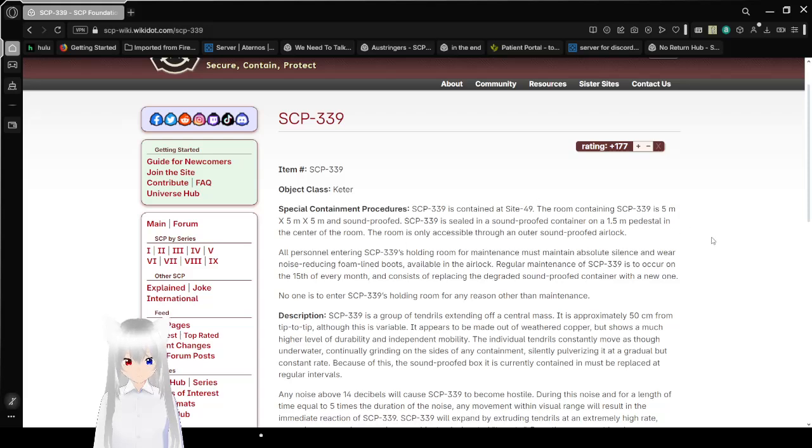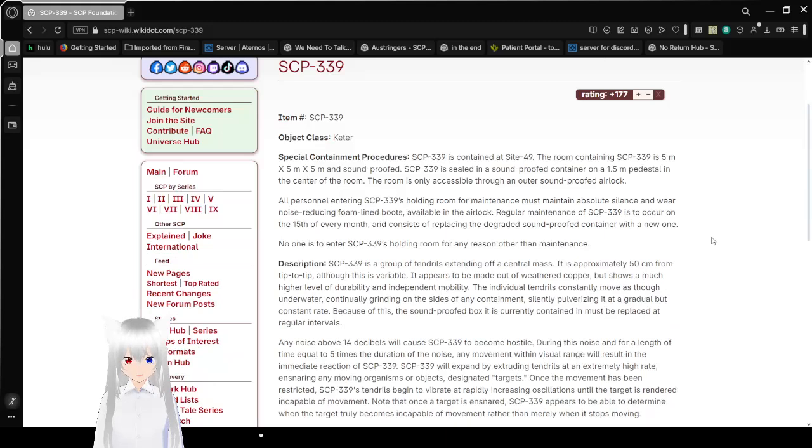Item number SCP-339, Object Class Keter. Special Containment Procedures. SCP-339 is contained at Site 49. The room containing SCP-339 is 5 meters by 5 meters by 5 meters and soundproofed.